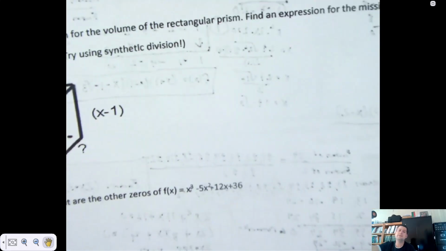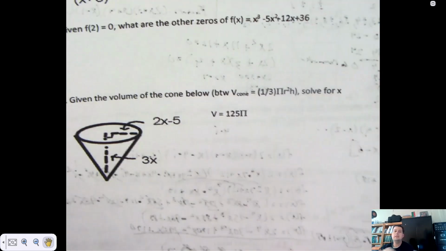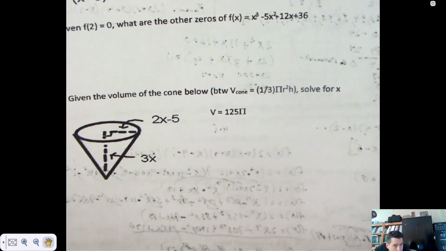I've got about 10 more minutes that I can give you. So let's jump into 5-6, which is this one. Given the volume of a cone below, solve for x. Well, that actually has nothing to do with that particular lesson. That's just some geometry stuff.